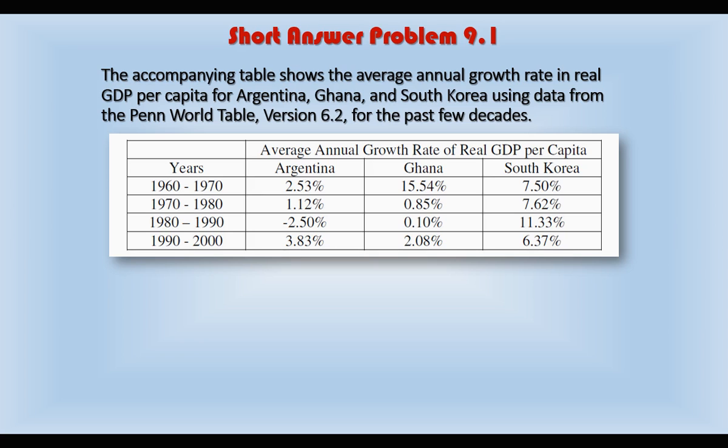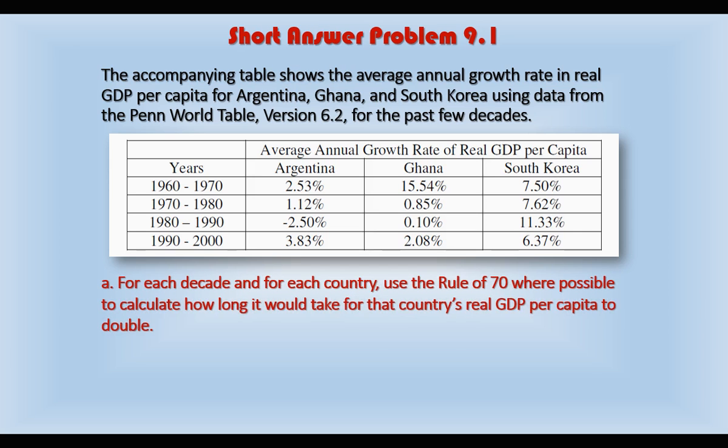Here's Argentina over this period. This was its average annual growth rate of GDP from 1960 to 1970. Ghana, same for that period. South Korea, same for that period. And of course, the same for the 3 countries across the 4 time periods being considered. For each decade and for each country, use the rule of 70 where possible to calculate how long it would take for that country's real GDP per capita to double. So that's something that I could potentially ask you to do.